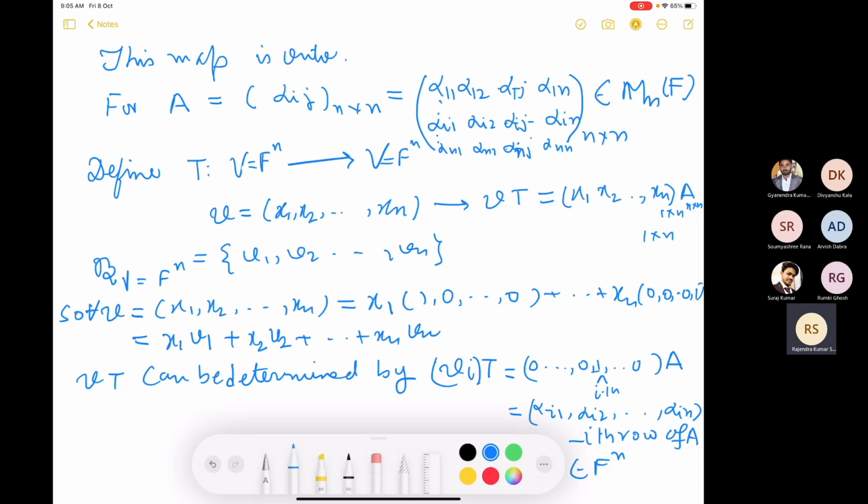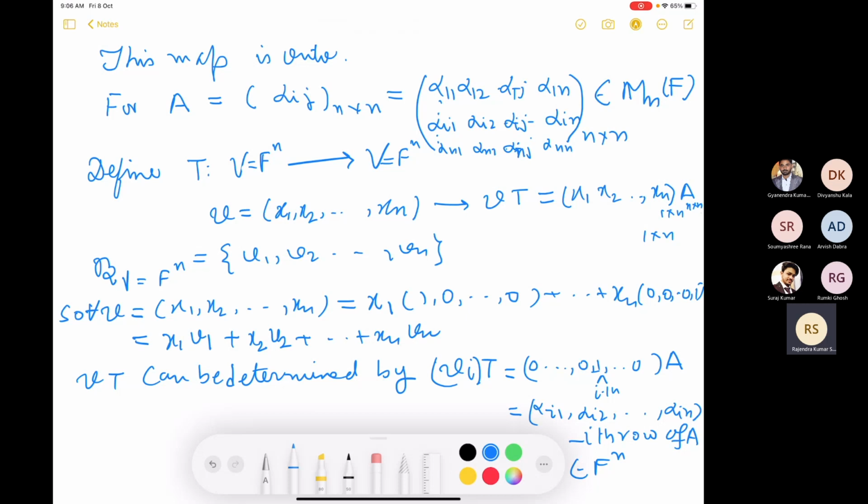So we can consider T as the linear transformation by defining the map VIT, which means VIA. And what is VIA? VIA is the product of two matrices, where one matrix is VI of order 1 by n, and the entries of VI are all zeros except on the ith place, which is 1. When you multiply this with A, you get just the ith row of A, namely alpha i1, alpha i2, alpha in.